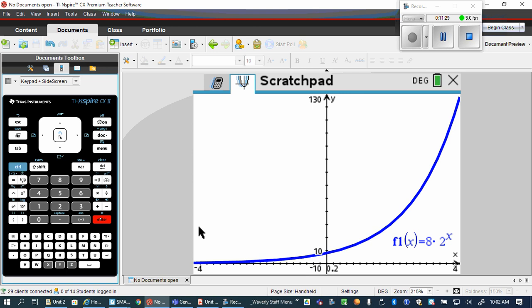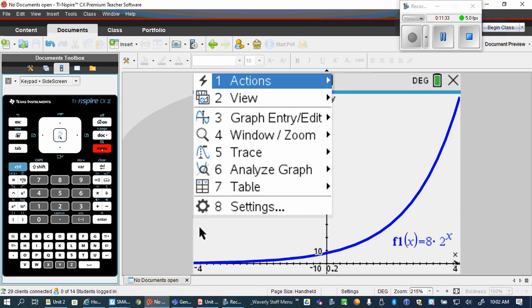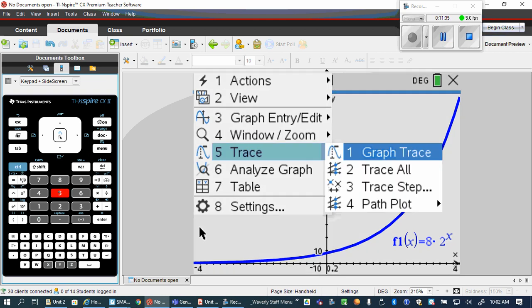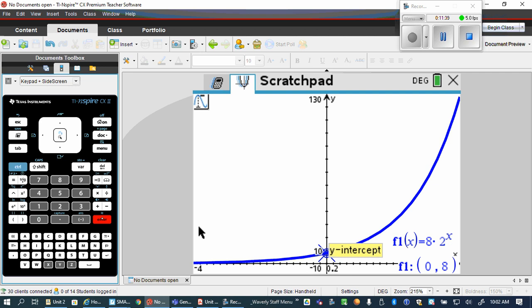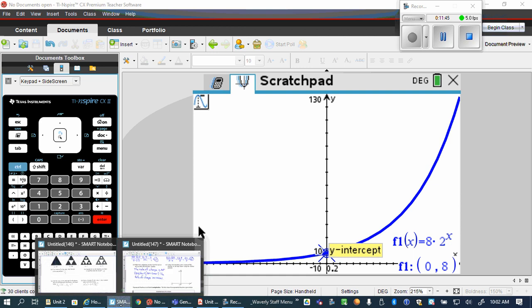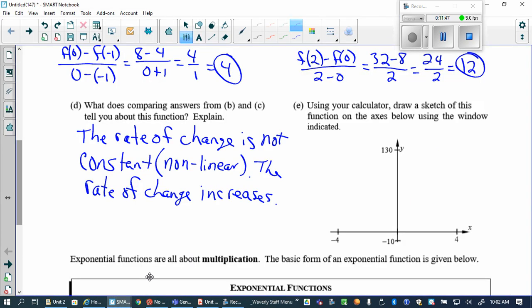Well, let's not guess. How about we trace? Hit menu, trace, graph trace. Hey, it comes right up there. What's the y-intercept? 8. 0,8. So let's go put that in our graph. There's my 8. And I'll just make a sketch of this roughly. It's got to go through there.